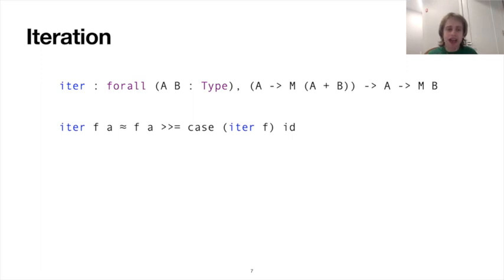And how iter f a evaluates, where a is sort of an initial seed value. First, you apply f to a, and you bind the result to a function that first checks, was it a continuation or a termination signal? If it was a continuation signal, it passes it back to iter f, and if it is a termination signal, it just returns the termination signal.